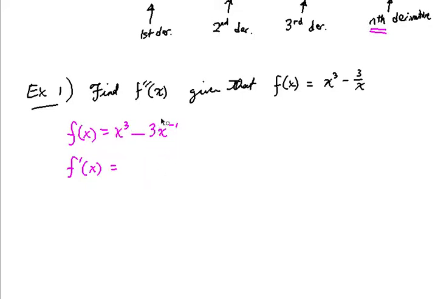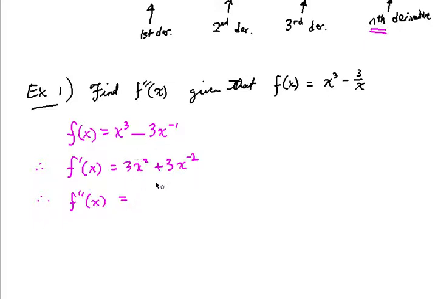That's the power rule here, and then I subtract those. So that's 3x squared minus 3 times minus 1 becomes plus 3. X to the power rule, take that away, take 1 away, that's minus 2. Okay, that's fairly easy. Let's try the second derivative, okay?